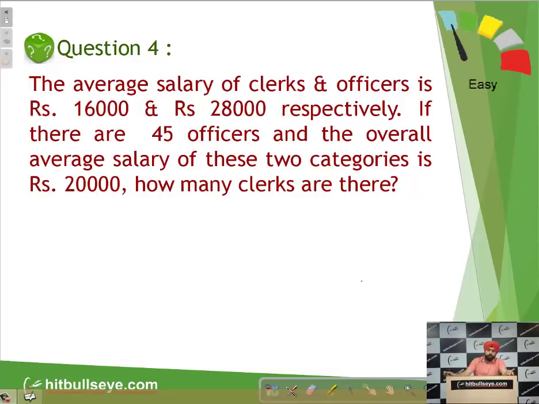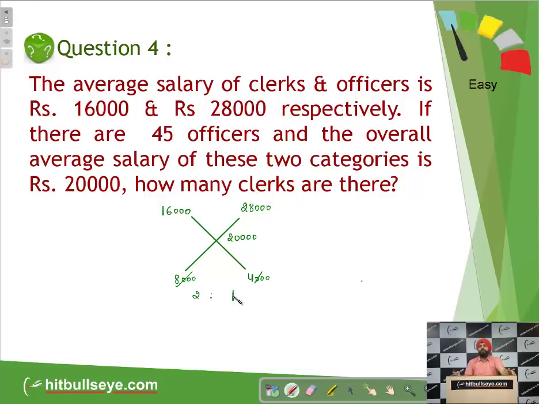In this question, you have been given the salary of clerks as 16,000, the salaries of officers as 28,000, and the average salary of those two categories as 20,000. So you take up the difference and find their ratio, which comes out to be 2:1.